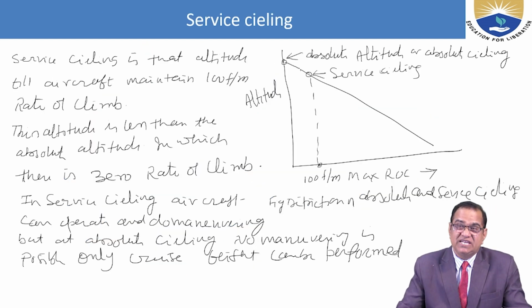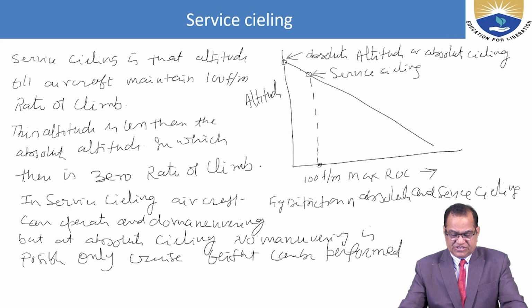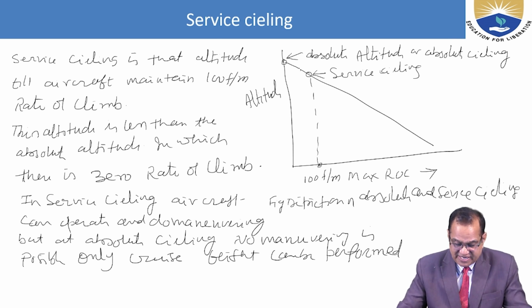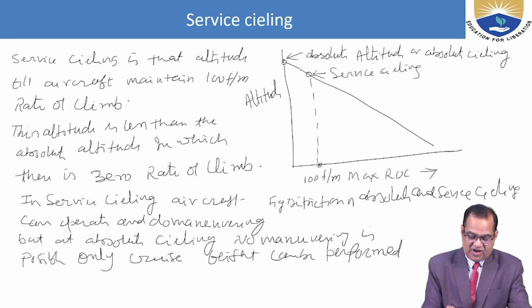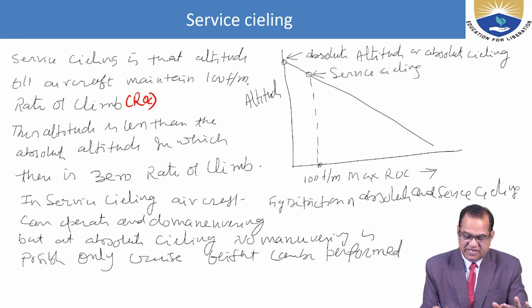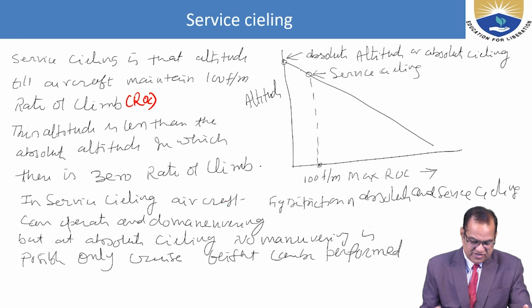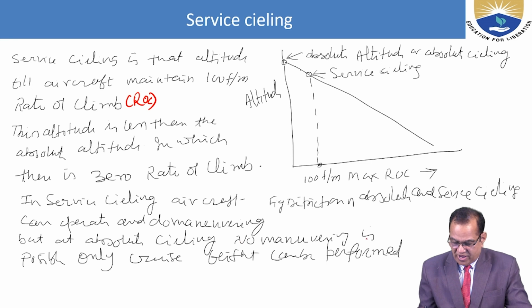Next is service ceiling or absolute ceiling, we have discussed before. Now service ceiling. Service ceiling is that altitude till aircraft maintains 100 feet per minute rate of climb. So this ROC, if it is up to 100 feet per minute, then it is a service ceiling. In this aircraft will be operating. This altitude is less than the absolute altitude in which there is a zero rate of climb. In service ceiling, aircraft can operate and do maneuvering, but at absolute ceiling, no maneuvering is possible. Only cruise flight can be performed.